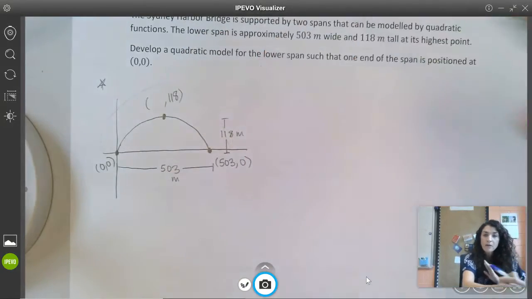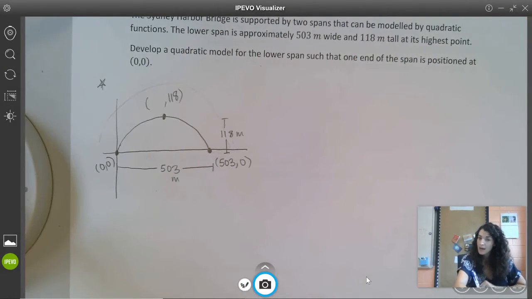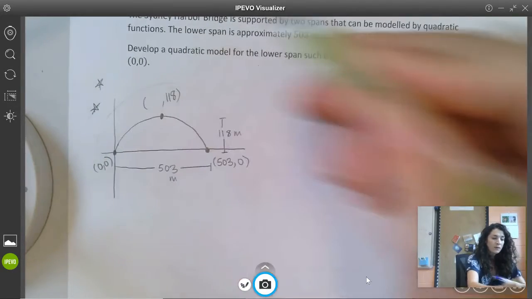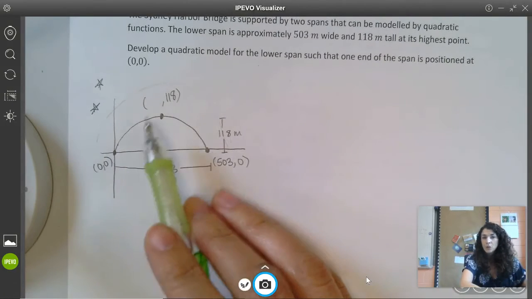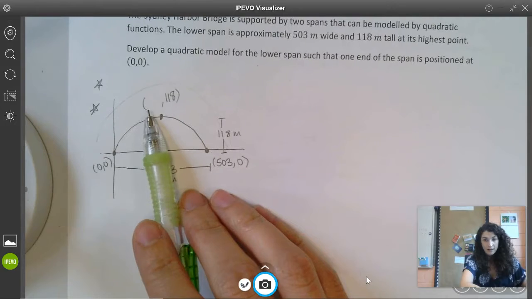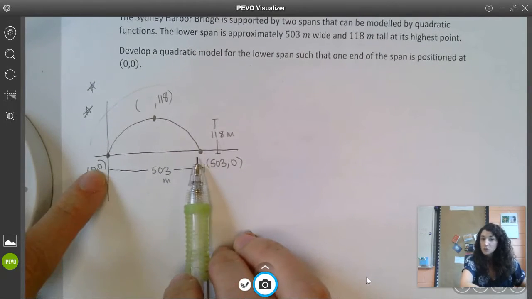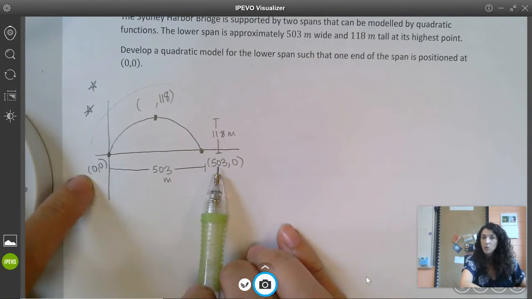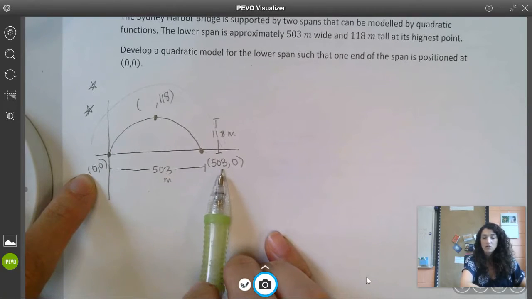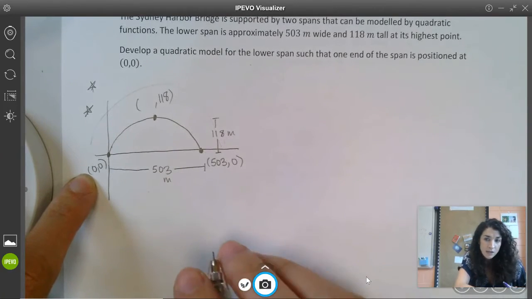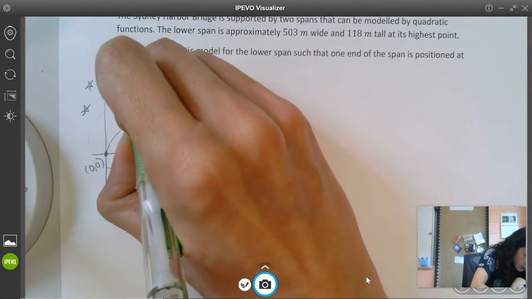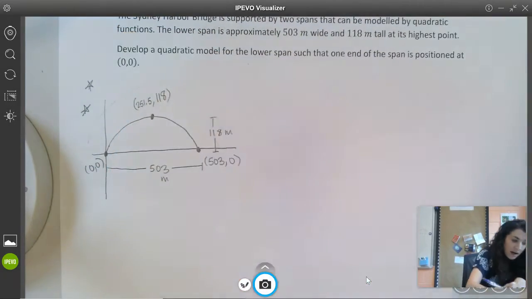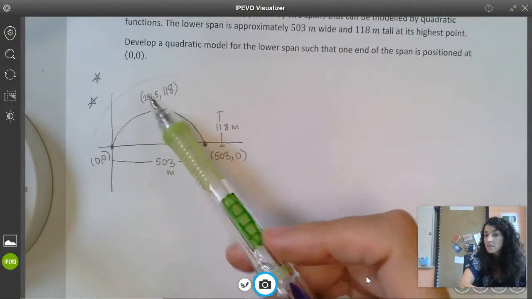We also can figure out the x value right away based off of what our x-intercepts are. Go ahead and see if you can figure out what the x value is. Your x value for the vertex, where your axis of symmetry is, is the average between your two x values, right? So we just need to figure out what is halfway between 0 and 503. In other words, what is 503 divided by 2? It is 251.5. So that's the x value of our vertex.